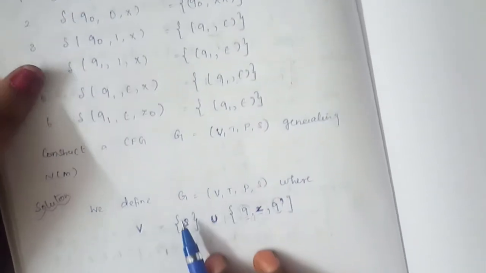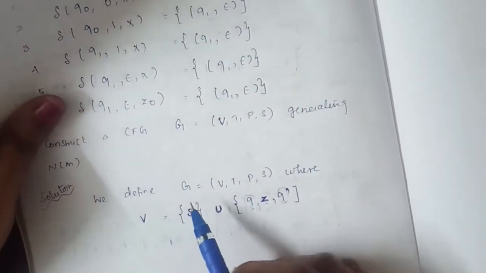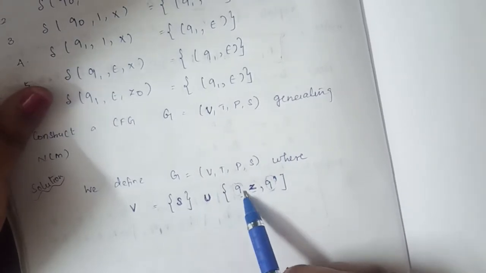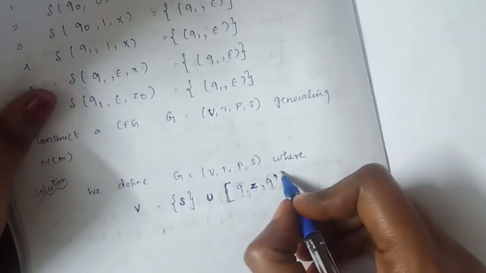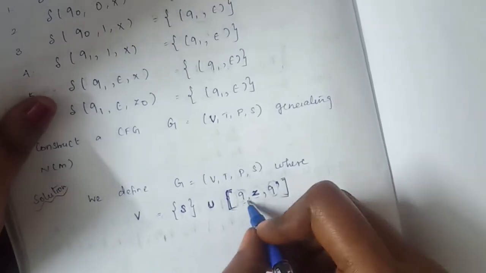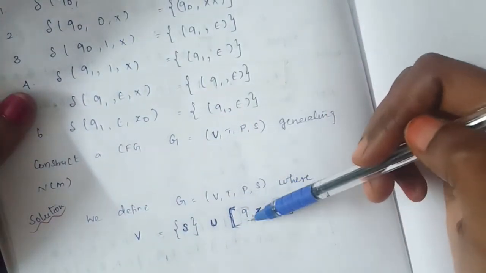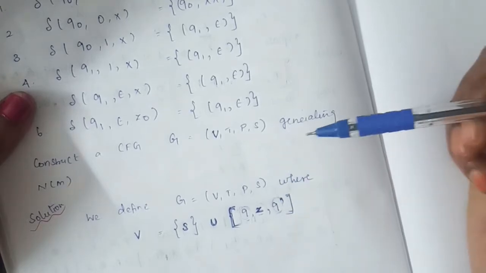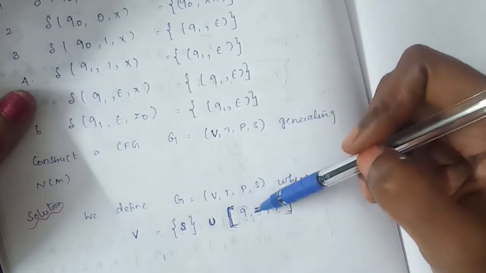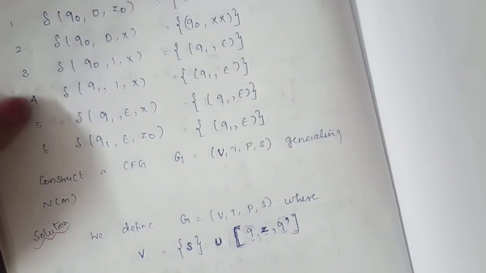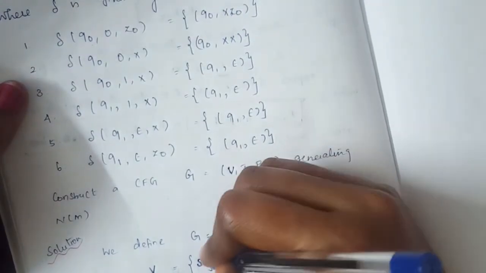So for the solution, we first have to find the variables. Variable equal to the start symbol union [q, z, q']. So q in this sense is the set of states, which is q naught or q1, and q' is also q naught or q1. Along with that we have z, which is the pushdown symbol, and in our case the pushdown symbol in the stack is X.